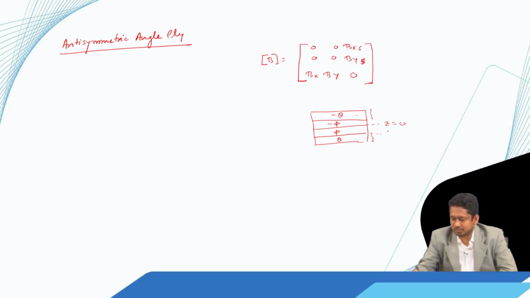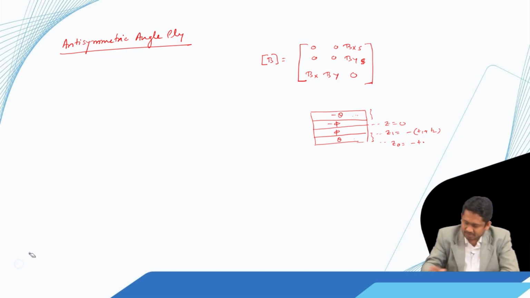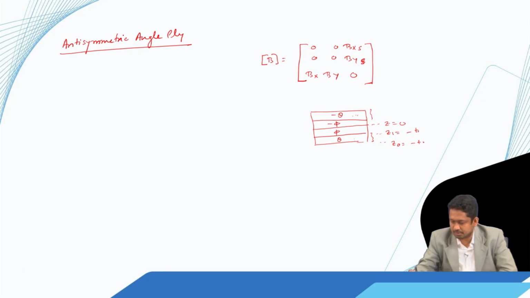Just to see that, again let us define here Z0 is equal to minus T1 plus T2, Z1 is equal to minus T2, Z2 is equal to 0, Z3 is equal to T2 and Z4 is equal to T1 plus T2.